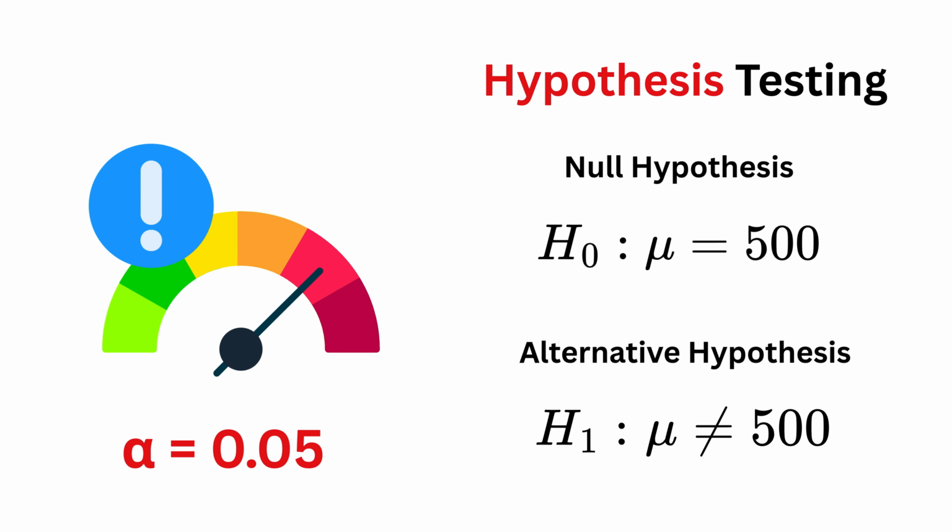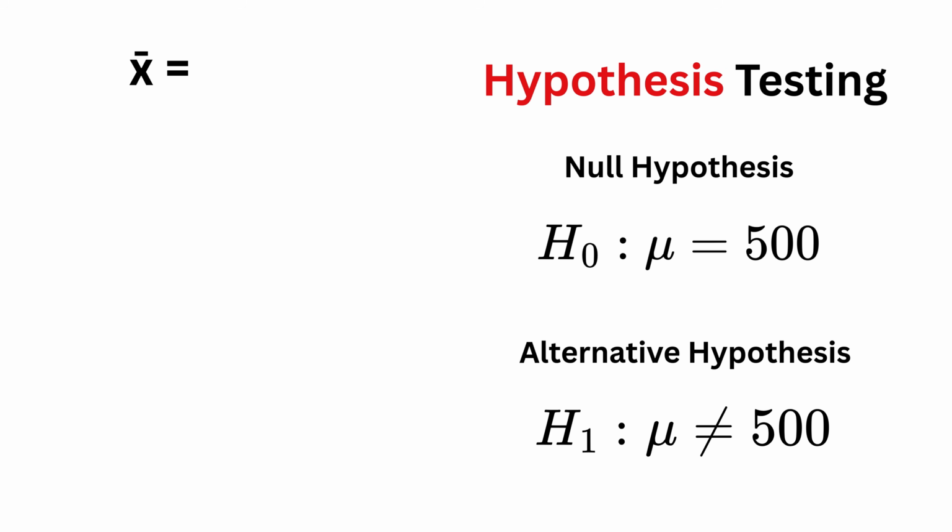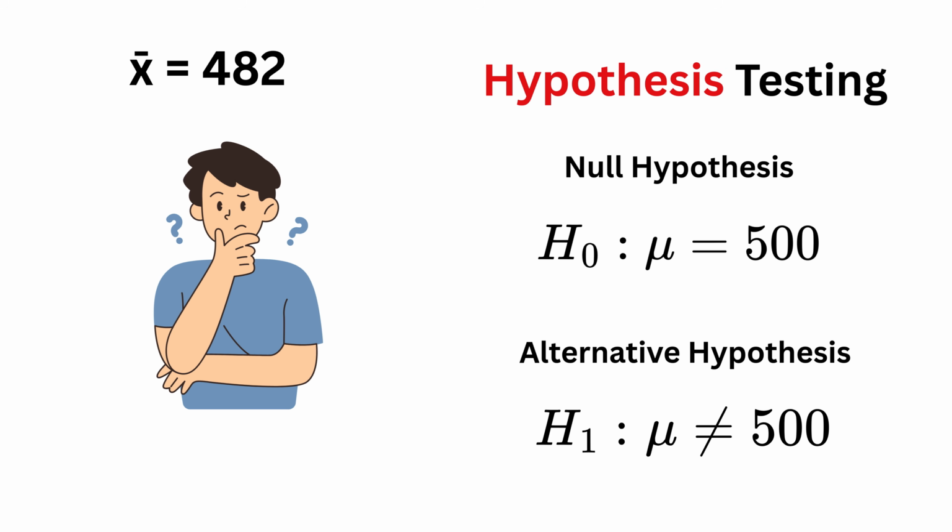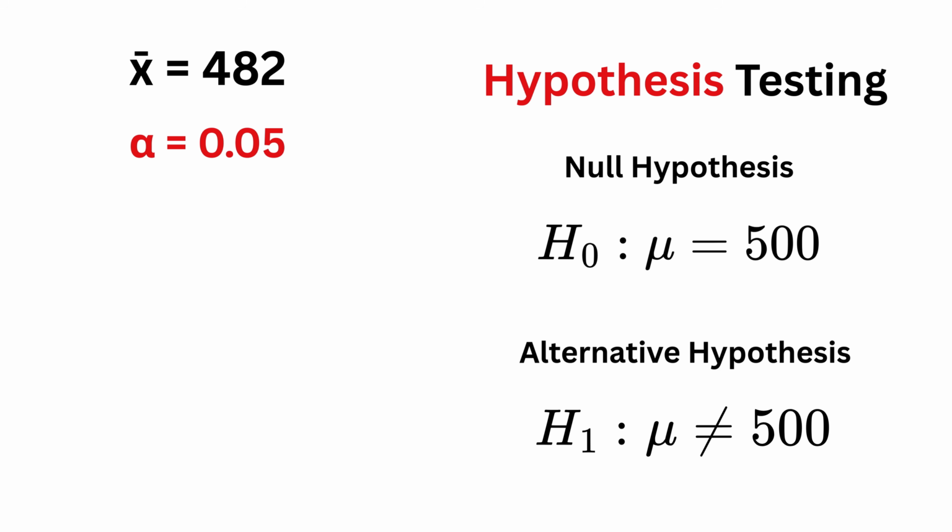It's like setting a threshold. If your result crosses that threshold, you reject the null hypothesis. If not, you keep it. Now let's say your sample average comes out to 482 grams. You now wonder, is this huge difference in weight just due to random chance? Or is the company actually cheating us? Also, assume you kept a threshold of alpha equals 0.05.